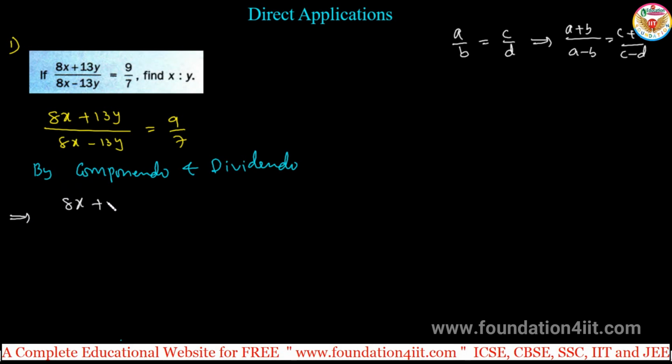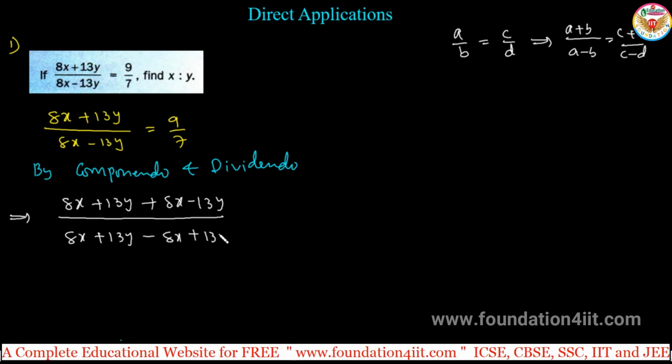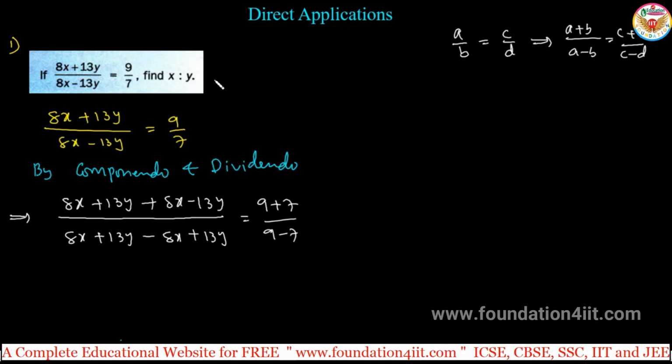So 8x plus 13y plus 8x minus 13y, numerator plus denominator, divided by numerator 8x plus 13y minus this 8x minus 13y. Same way on the RHS, C plus D by C minus D. So 9 plus 7 by 9 minus 7. Because you have to find out finally x is to y, that means x divided by y you have to find out.